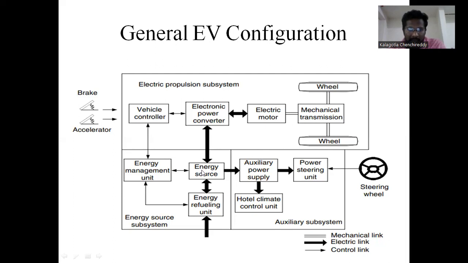When the battery SOC, the charging percentage, is very low, the EMS sends less power to the auxiliary subsystem. It sends more power to the electric motor. This total command is maintained by the EMS. Next, the energy refueling unit charges the battery here. Okay, this is the general electrical vehicle configuration.